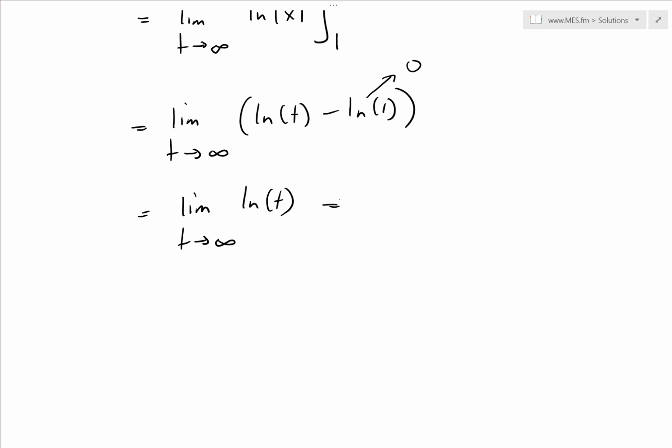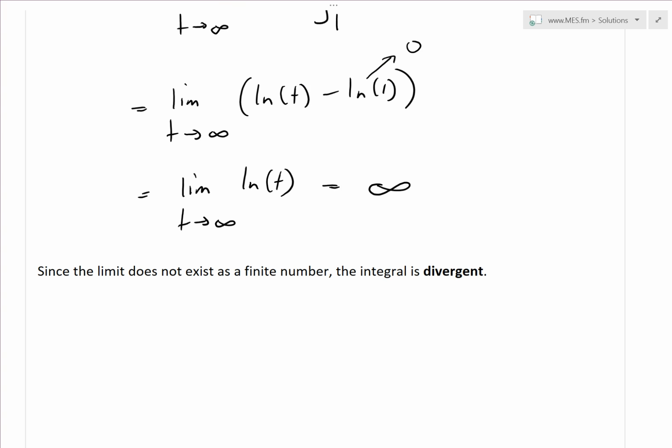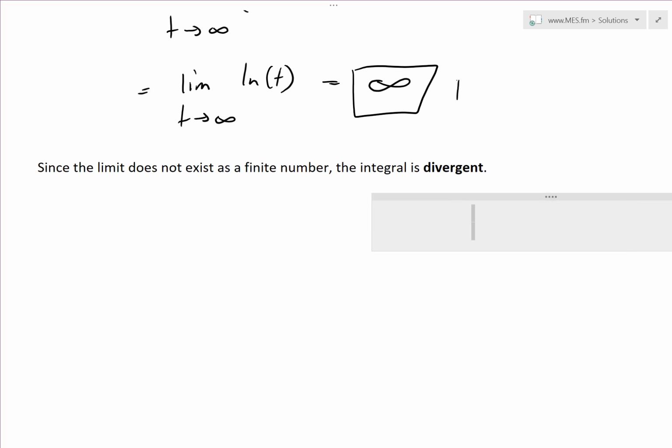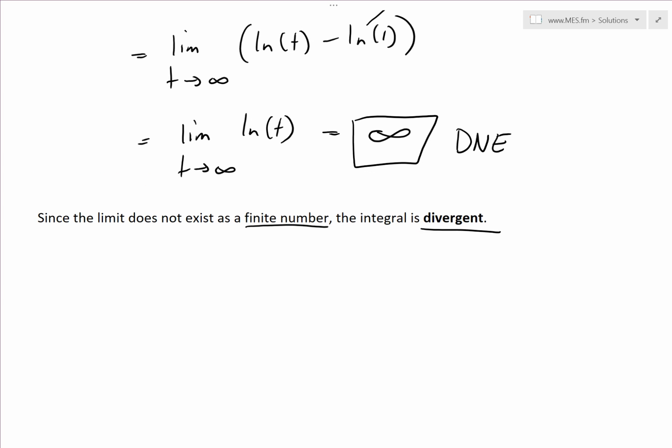When you plug in t going to infinity, basically we're going to have ln infinity, and ln is always increasing, so this is just infinity. Since it's infinity, this means the limit does not exist, D N E, I'll just write that. The limit does not exist as a finite number, but is set as an infinite number, so this integral is considered divergent. It diverges away from a finite number. So that's one way you could view that.